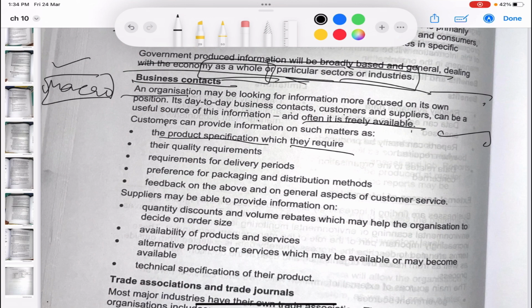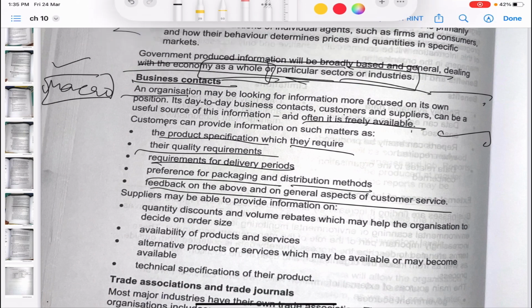So I can talk to my customer and I can know their preferences, their interests, and what they really want, right? Their quality requirements. The customers can also tell me what can be improved in my product. They can also tell me what kind of quality they are looking for, requirements for delivery periods, preference for packaging and distribution methods, feedback, and everything. So, this is the kind of information which I can acquire from my customer base. I don't think there's any confusion in this, it's very basic.